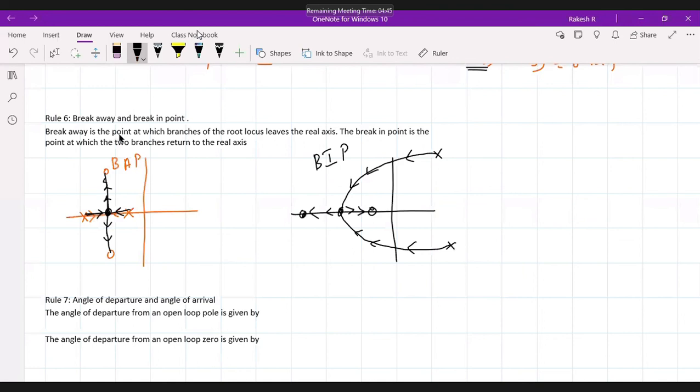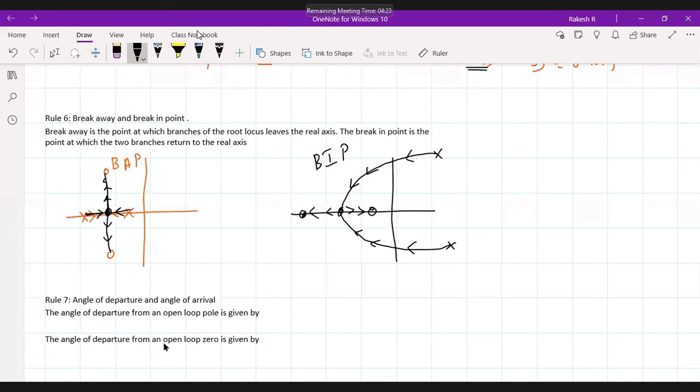Break away point is a point at which the branches of root locus leave the real axis. The break in point is the point at which two branches return to the real axis. It returns to the real axis here. Right? This is what the break in point and break away point is.